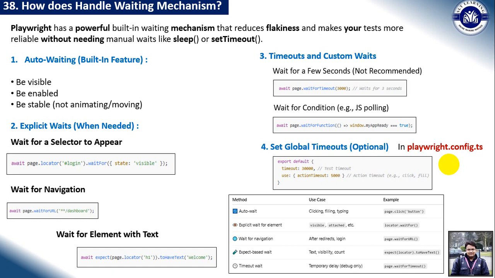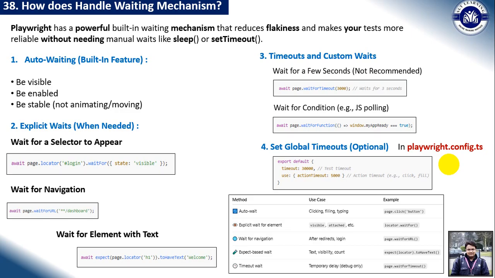Okay, wait for conditions, then JS polling, you can wait for a certain condition to be applied. If you want to set a global timeout wait, you can set it up in the playwright.config.ts file. You can just say timeout 300 and action timeout 500, meaning 500 seconds for the click and fill and all those auto actions. Methods like auto-wait will automatically wait for element clicking, filling and typing actions.